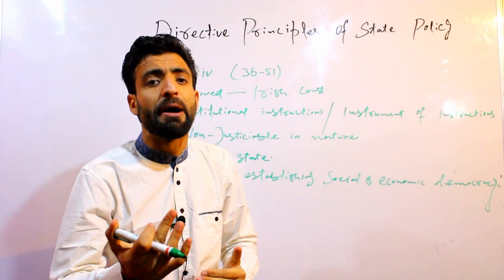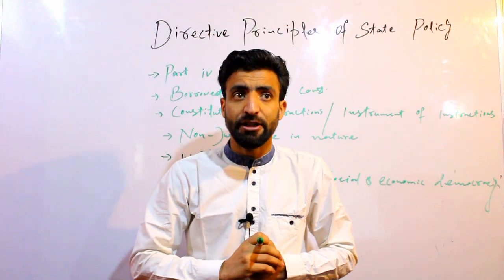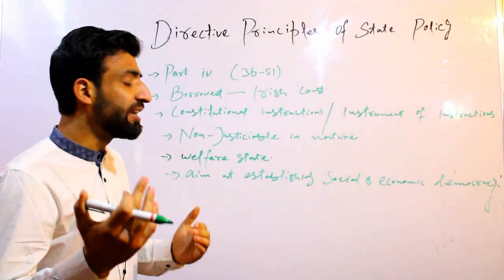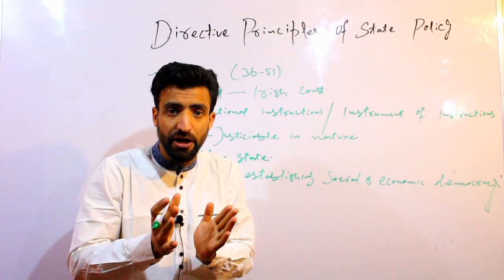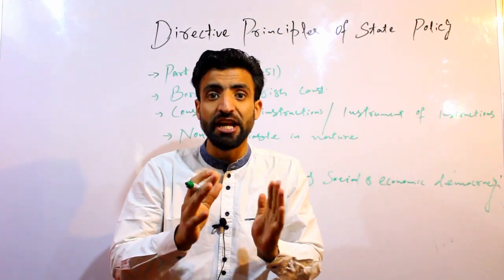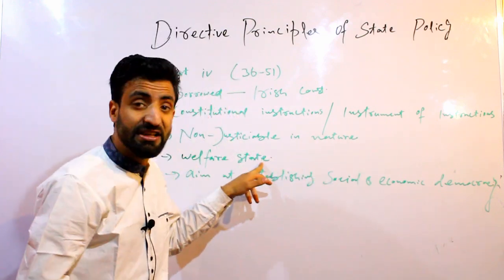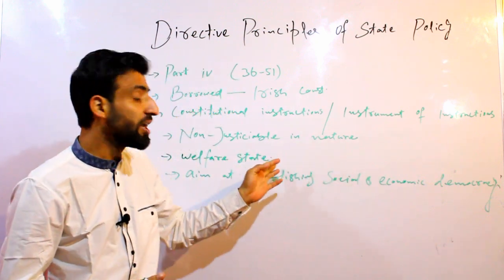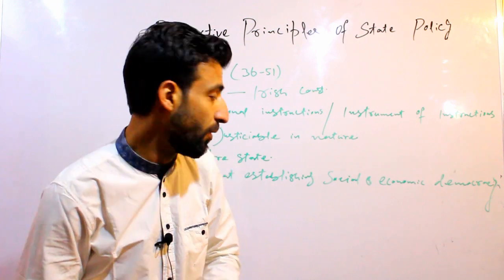So what was the logic behind directive principles of state policy? The framers of our constitution aimed at establishing India as a welfare state. Well, you have to distinguish between a welfare state and a police state. Police state का क्या काम होता है? To maintain law and order. But a welfare state, apart from maintaining law and order, also keeps in mind the socio and economic development of the people.